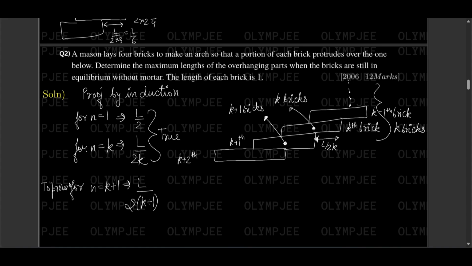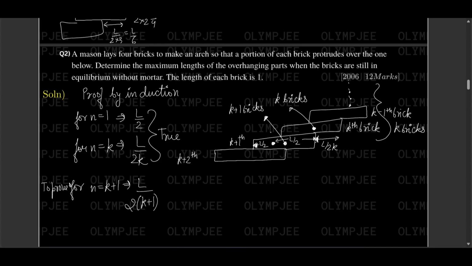Okay, so the center of mass of this individual k plus 1th brick would be somewhere here at a distance of L by 2 from here, right? This will be L by 2 and this will be L by 2, because the center of mass of an individual brick must be at the center of its length.